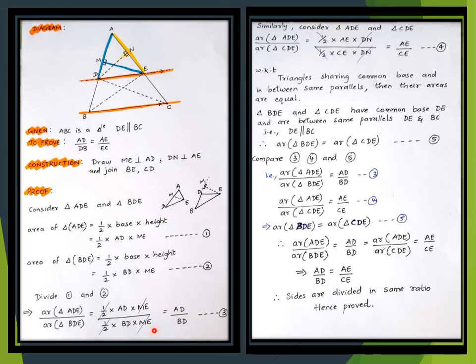Now see if anything can be cancelled. Are there any possibilities? Yes. Half can be cancelled. ME can be cancelled. So that your equation is going to be area of triangle ADE divided by area of triangle BDE is equal to AD by BD. Give it as equation number 3.